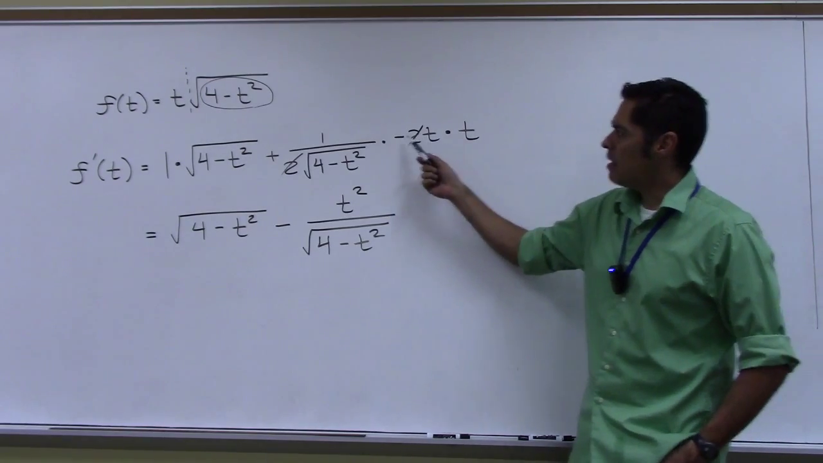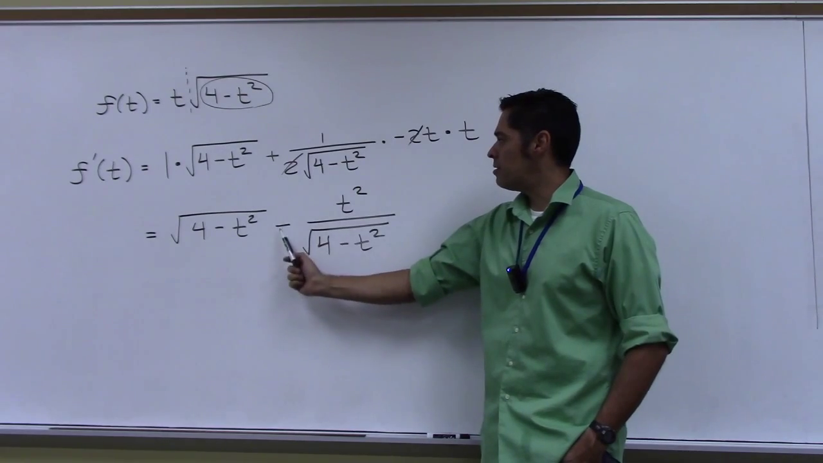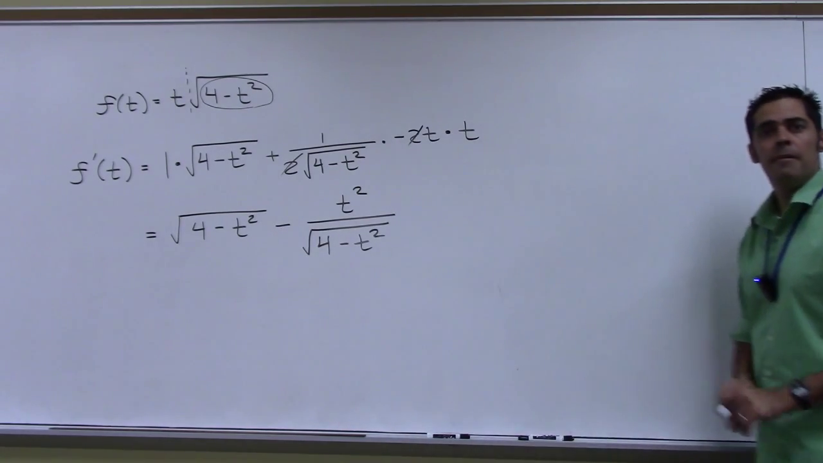Does everyone see I canceled out the 2's? I changed that minus right there to a negative here, or that negative changed to a minus. T times t is t squared.